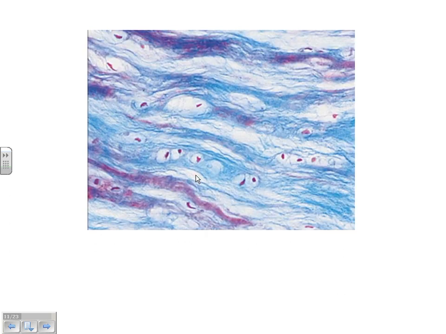What's this? Good. Fibrocartilage. Okay. Remember, even though they're smaller, these are the little eyeballs. These are little chondrocytes with the lacunae. Where is fibrocartilage found at?